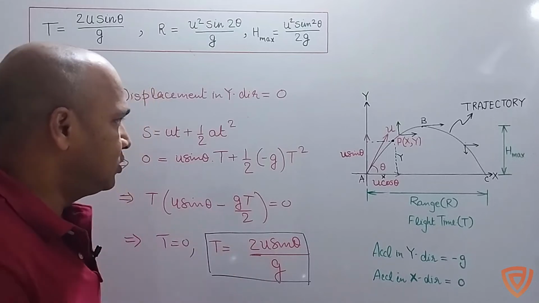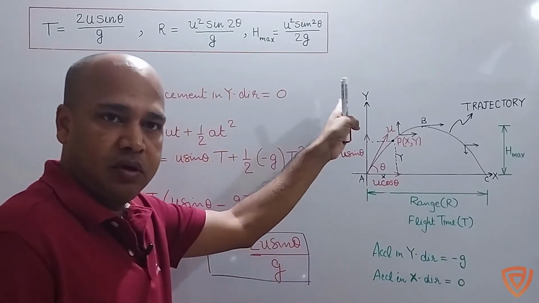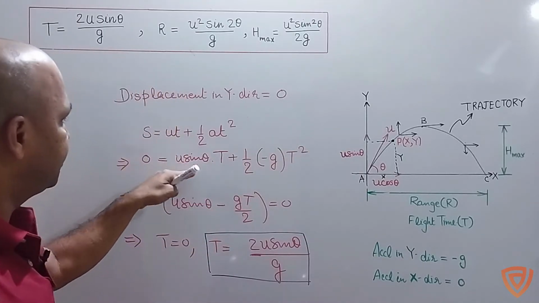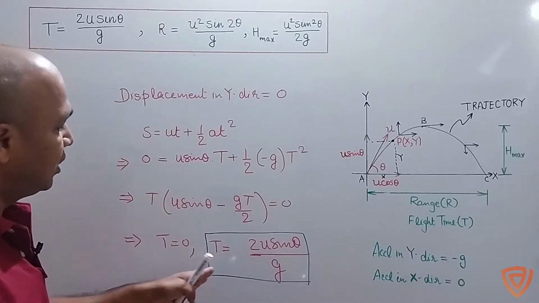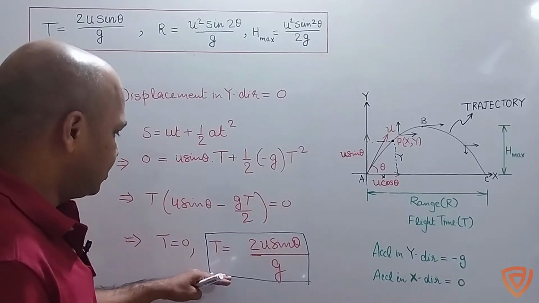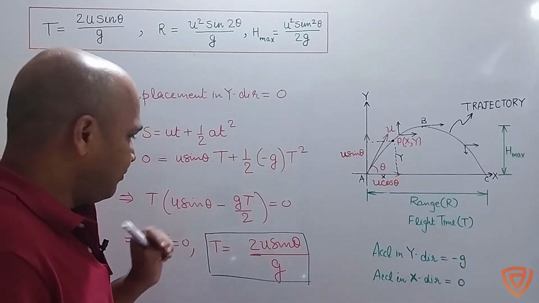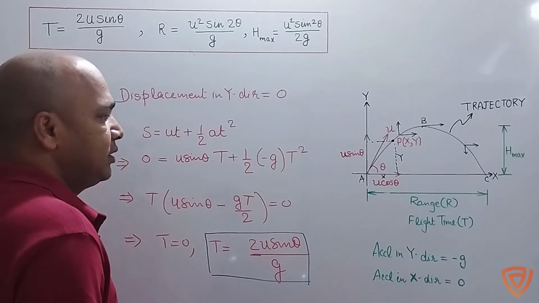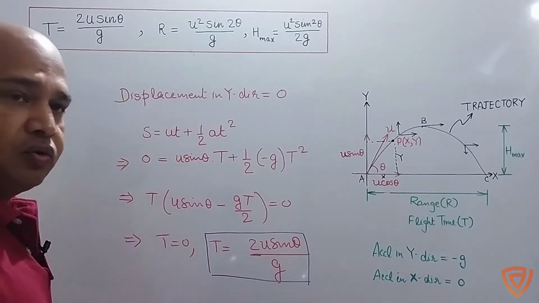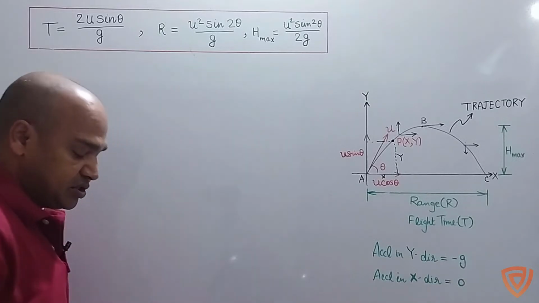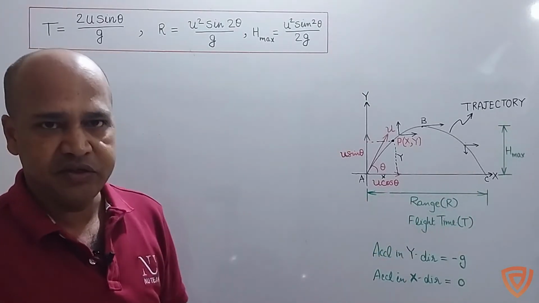So you all understood how we can break down this motion into straight line motion and use the velocity equations to find out the values of the respective parameters. So this is how we found out the flight time. Now we'll move on to the next parameter, which is range. How to find range? Just now I mentioned that in the x direction there is no acceleration.